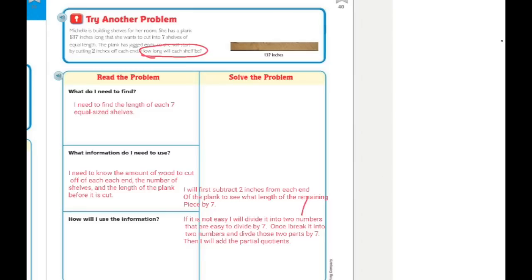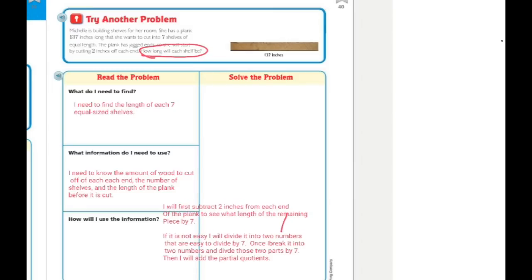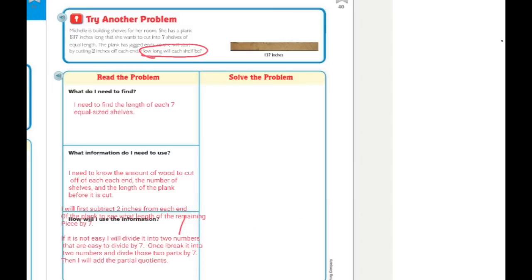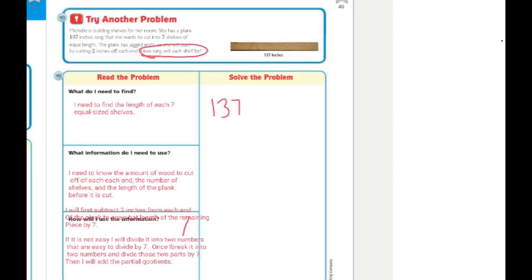If it's not easy, I'm going to divide it into 2 numbers that are easy to divide by 7. Once I do that, I'm going to break it into 2 numbers and divide those 2 parts by 7. And then I'm going to add the partial quotients. So when I'm solving the problem, I have 137 divided by 7. Well, 137 doesn't go very nicely. I can't just put 7 into it easily.